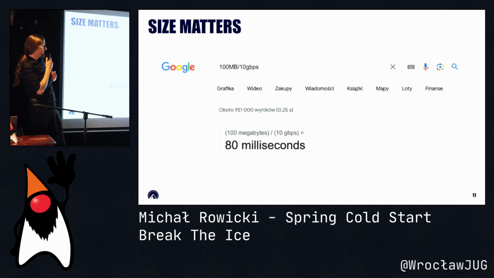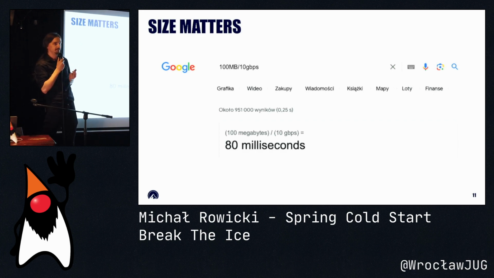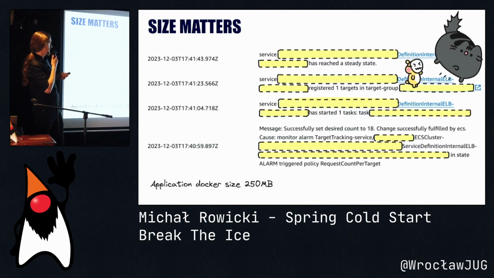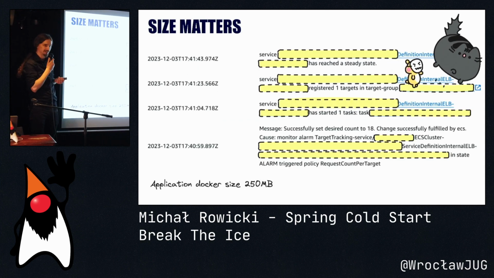If you think about your network interface, if you have like 10 gigabits per second throughput, and your image weighs 100 megabytes, it should be pretty fast to deploy this image. Very fast calculation, 80 milliseconds. It shouldn't matter, yeah?